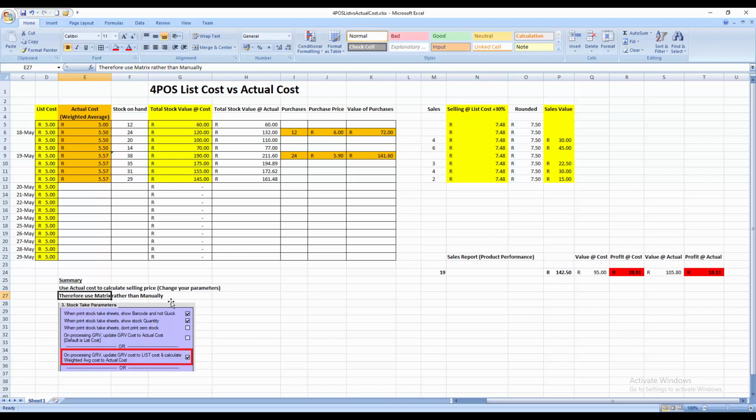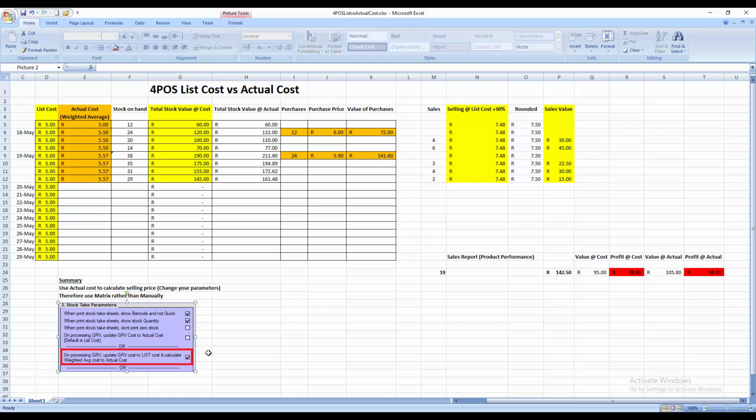And that will make more sense. Then lastly, down here at the bottom, what I have put for us here is the stock take parameters, under stock take parameters in the back office under general parameters. You'll see there's an option here that says on processing GRV, update the GRV cost to actual cost. Okay. The default is list cost.